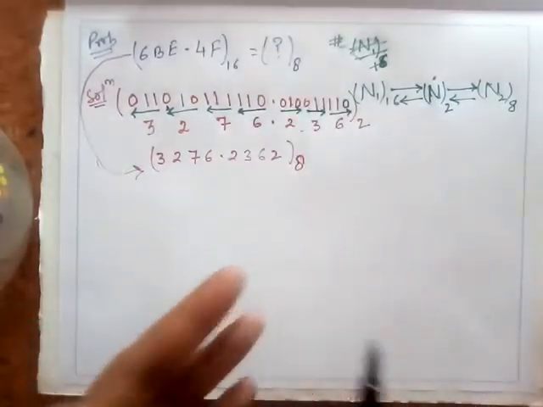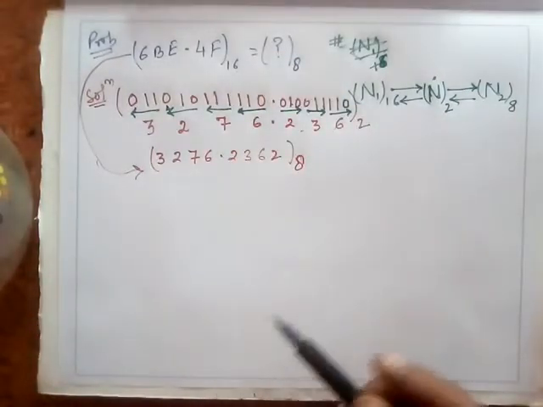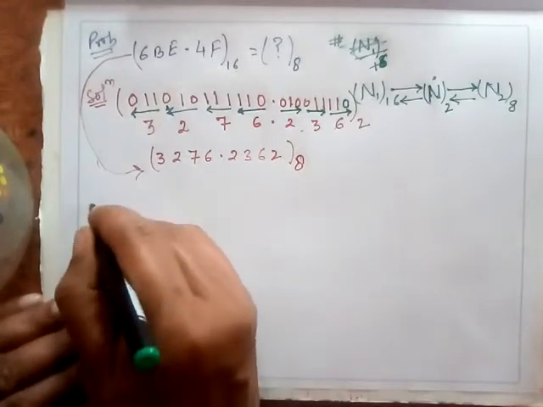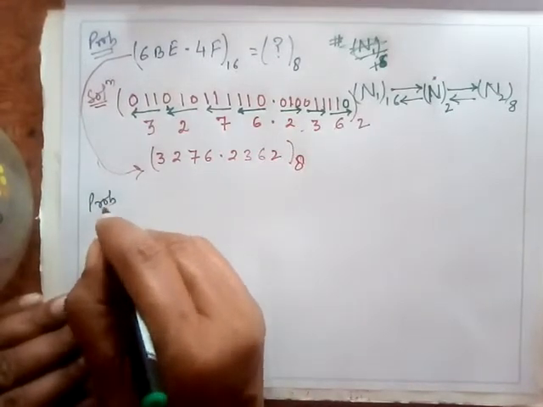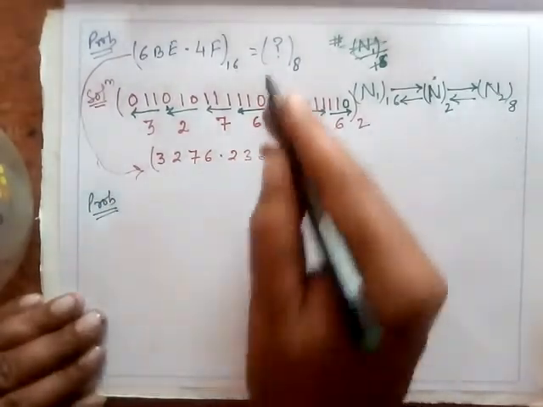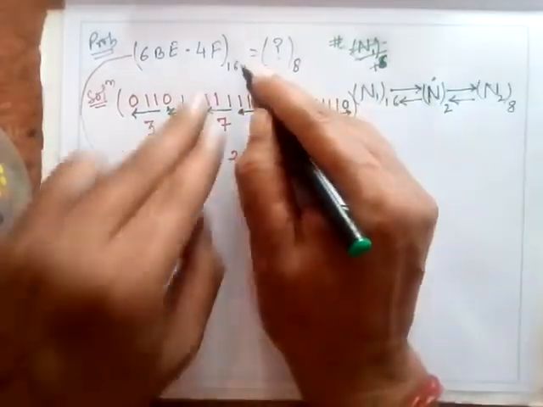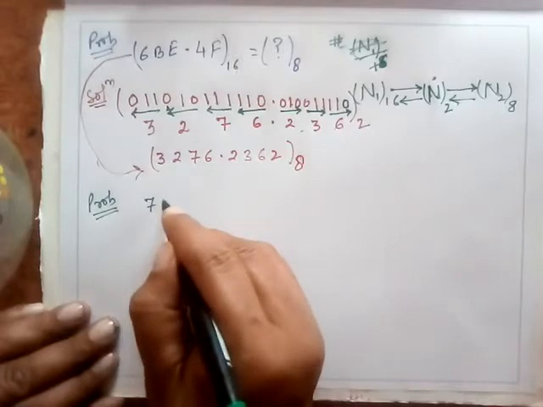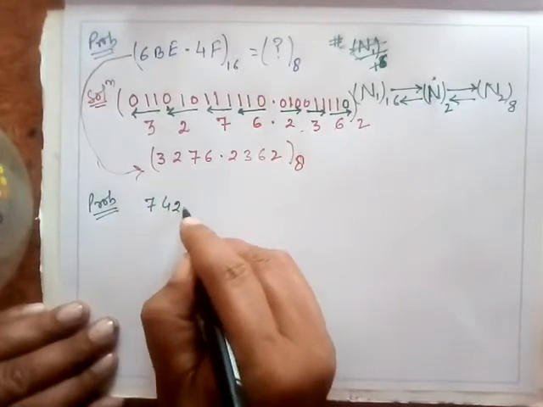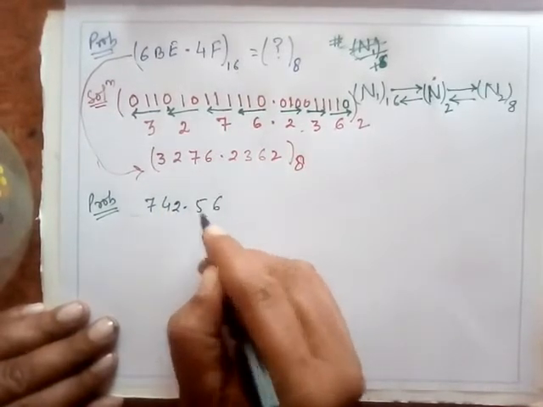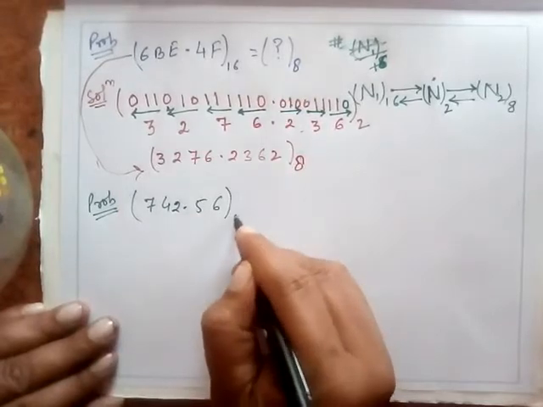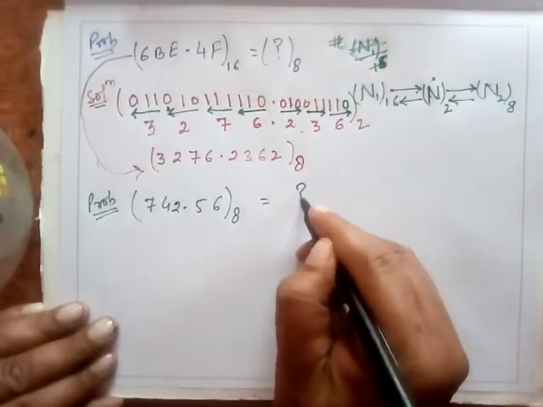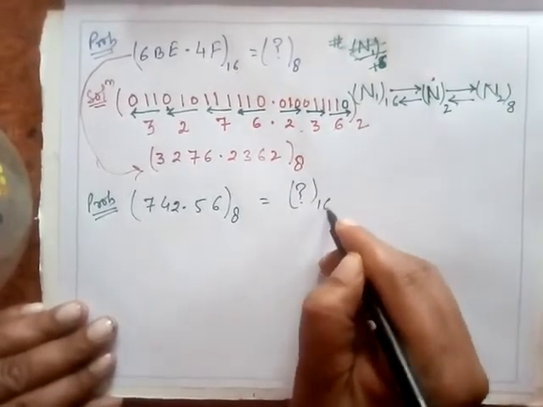Let's take one more problem where I have to convert an octal number into a hexadecimal number. Although it is not required, still let's take one problem. That is, this is simply hexadecimal to octal. Let's take one octal number. Suppose I have the number 742.56. This is base 8, and I ask how much this is equal to in base 16.